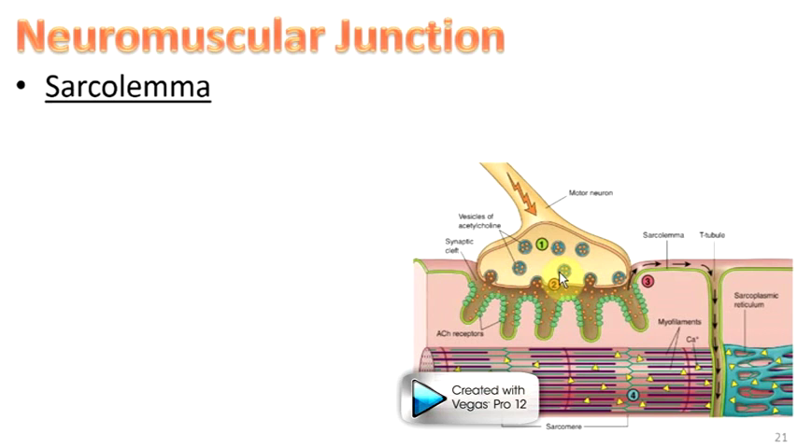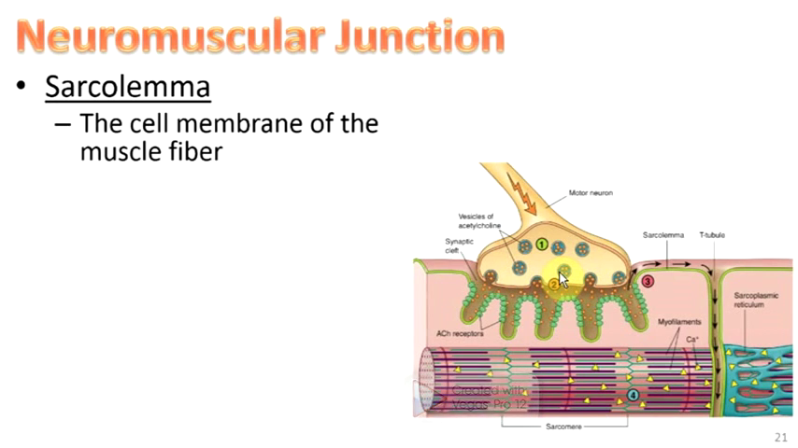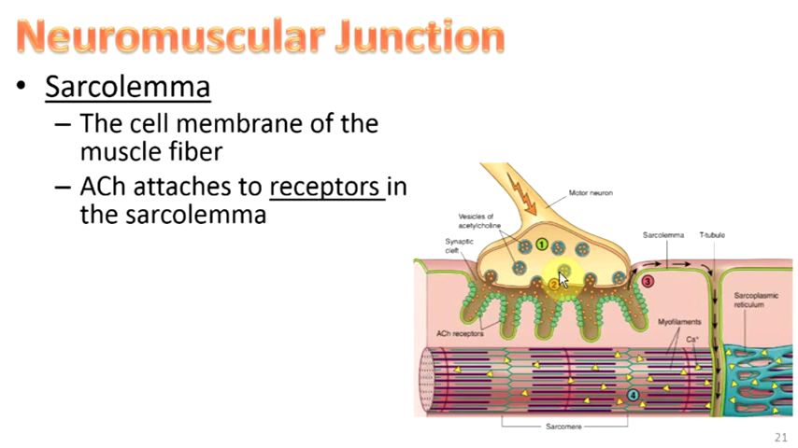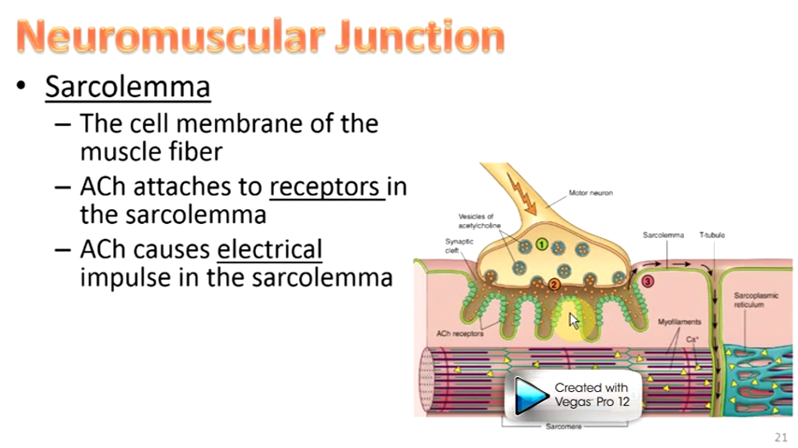So let's get a little more specific about the sarcolemma, which remember is the cell membrane, or plasma membrane rather. The acetylcholine attaches to receptors in the sarcolemma. You can see that it jumps across this gap here and then attaches to receptors on this side. What happens then is it causes calcium channels to open up in the sarcolemma, and that's what sends this electrical signal throughout the muscle fiber.